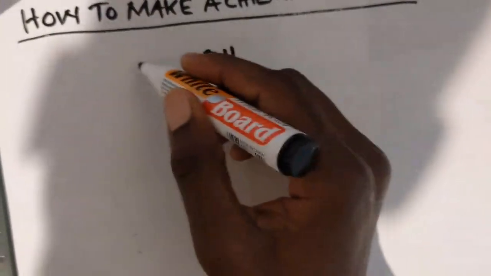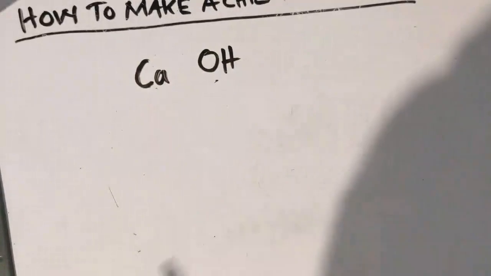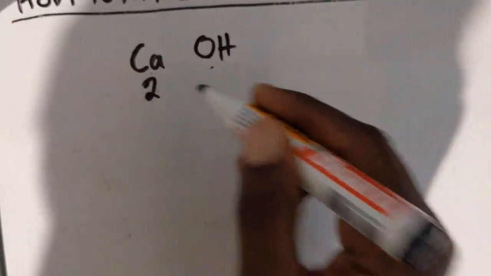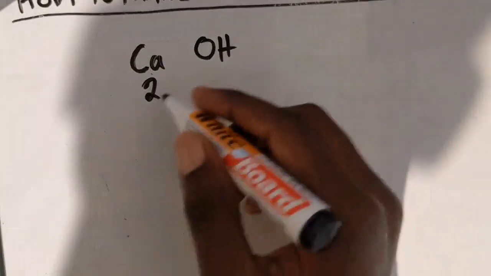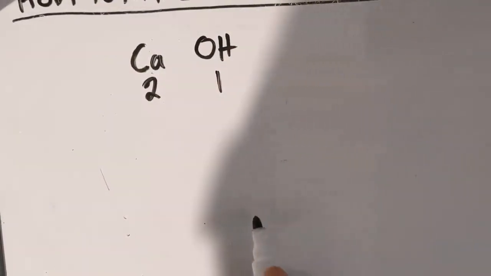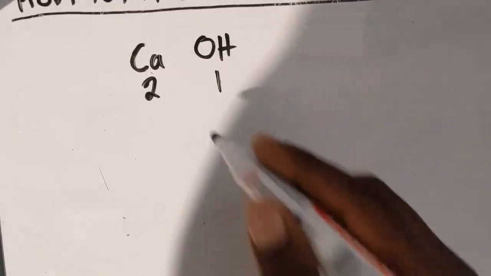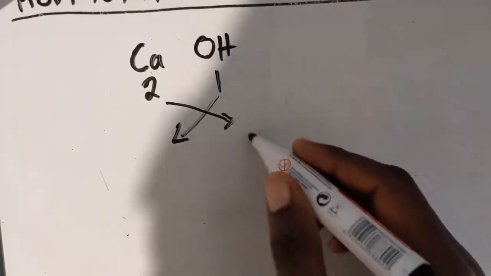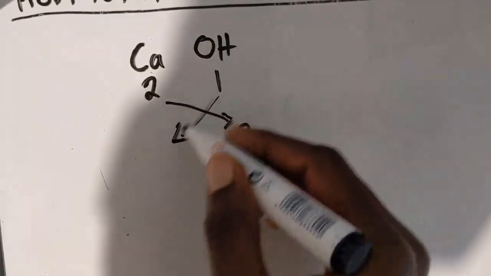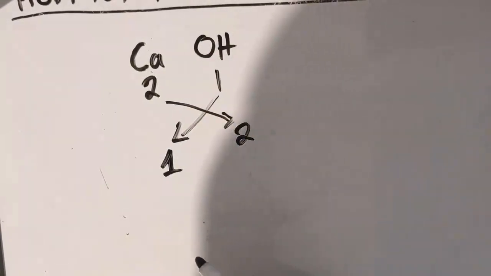Now when you put calcium, calcium has a valence of 2. Make sure that you understand here, because that's where they make mistakes. Calcium has a valence of 2, hydroxide has a valence of 1. So what you need to do is to swap the valences. When you swap the valences, this will be 2, this will have 1, like that.